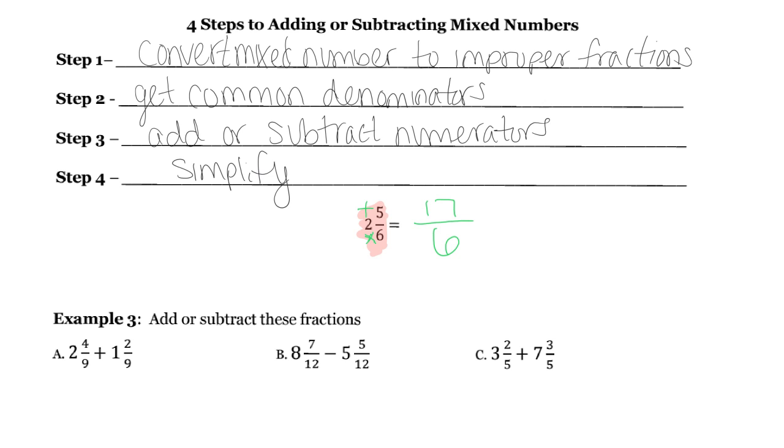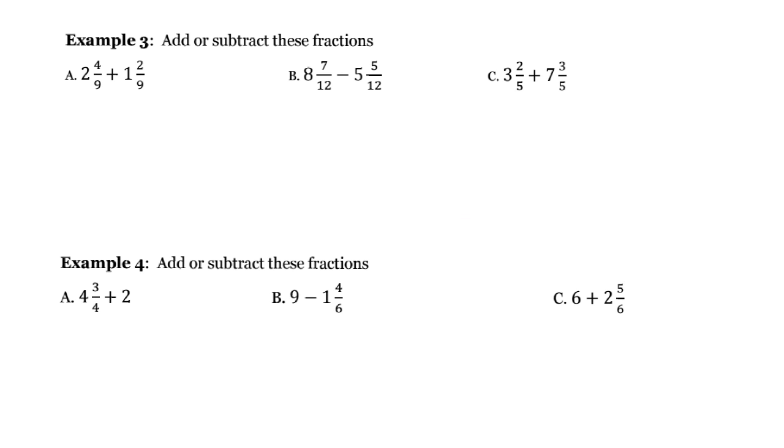Okay, cool. So let's look at example 3. Looking at A, the first thing we need to do is make them improper fractions. So multiply, add. 2 times 9 is 18. 18 plus 4 is 22 ninths.